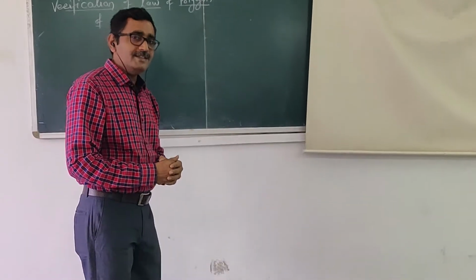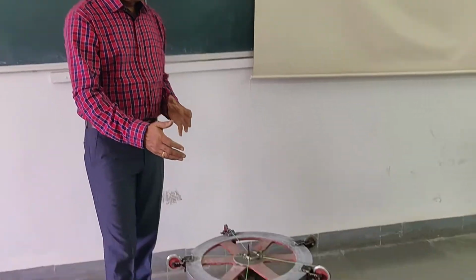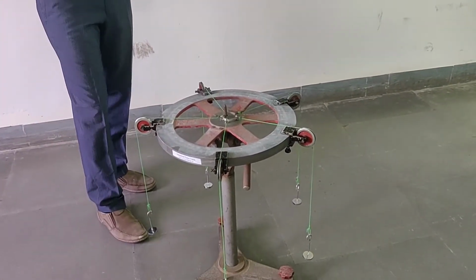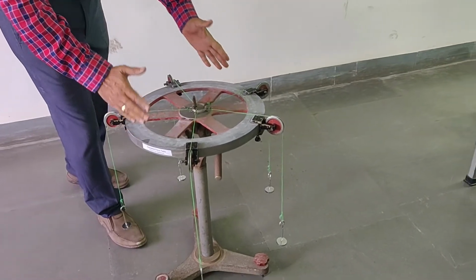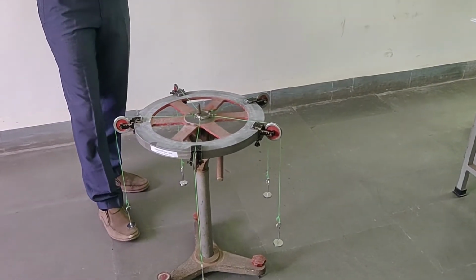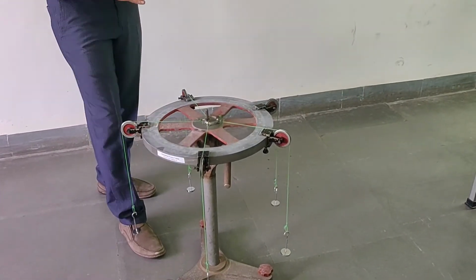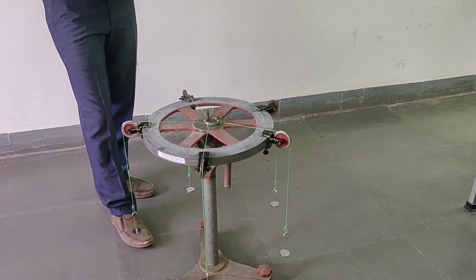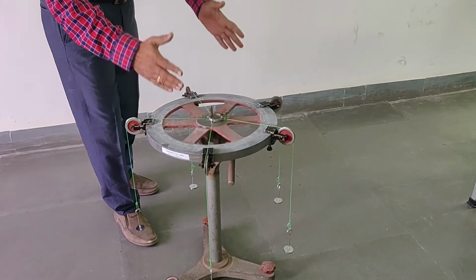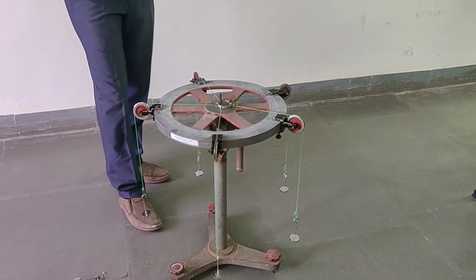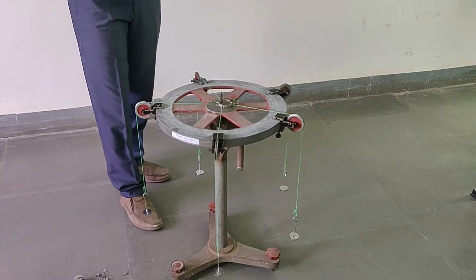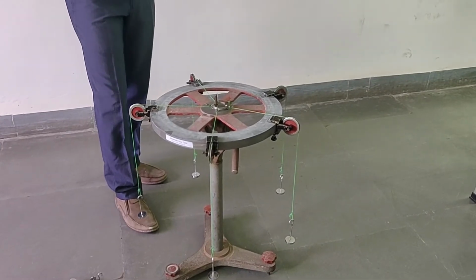We are conducting this experiment on this universal force table. This apparatus is known as a universal force table. Now, why is this table known as a universal force table? The reason is that by using this apparatus, we can verify the different laws which we use in mechanics.